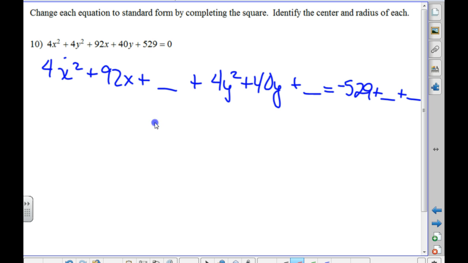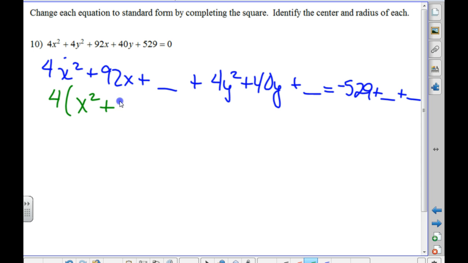This is how we have to do it later in this chapter 11. We have to do a lot of these, completing the squares with funky things up here, because this one you could have divided everything by 4 because it's a circle. But when it's an ellipse or a hyperbola, you're not going to be able to divide all the way through by one thing until the end of the question. So what you would do is you would factor out the 4.